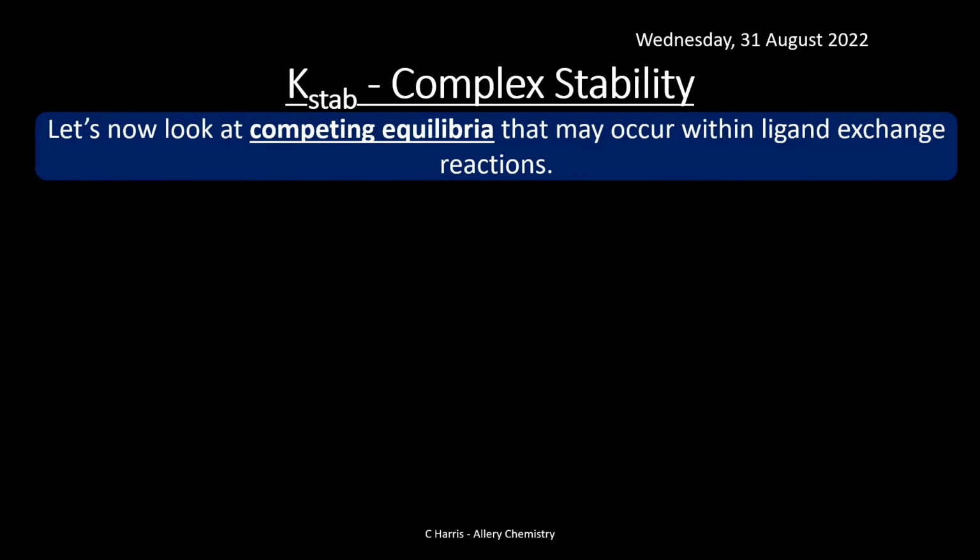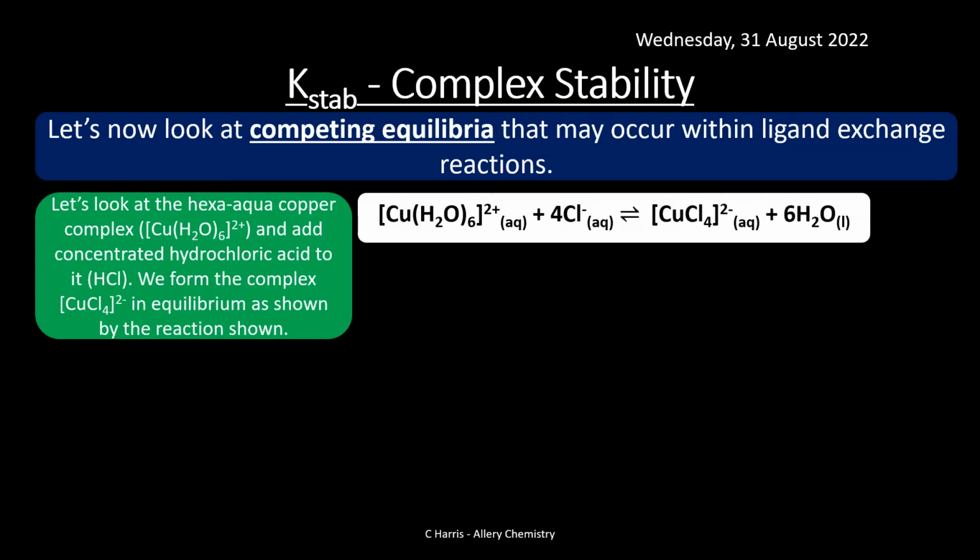Okay, so let's look at competing equilibria. So we're going to add an extra layer of complexity through this. And this may well occur through, say, ligand exchange reactions. So let's look at the hexaaqua copper complex, which is this one here, and we're going to add concentrated hydrochloric acid to it. That's going to provide us with the 4Cl- ions. And we form CuCl4 2-, and 6 water ligands.